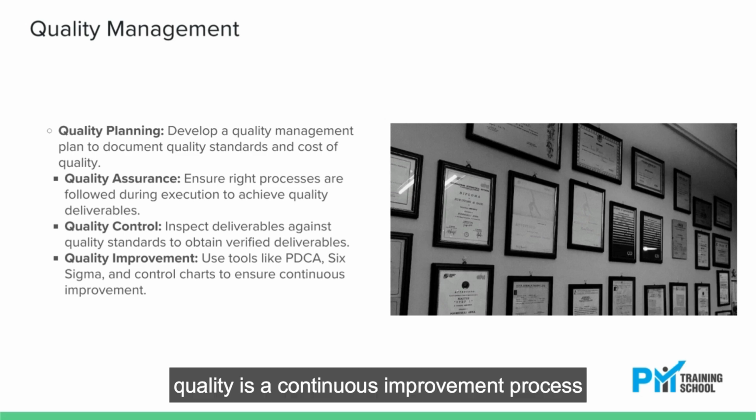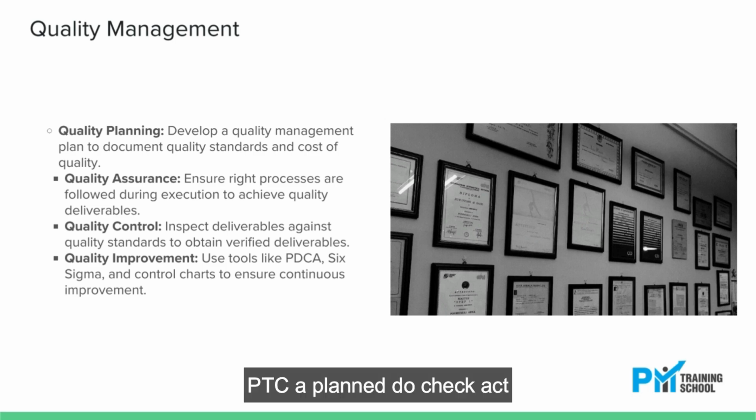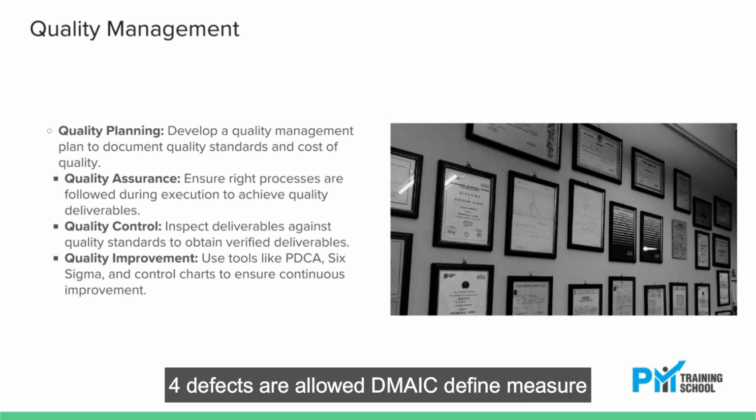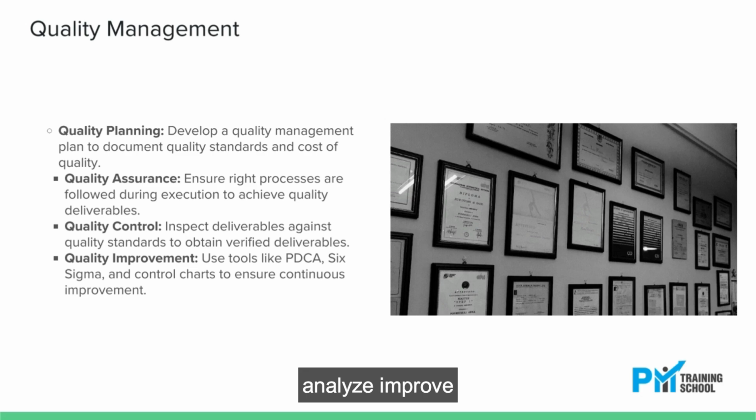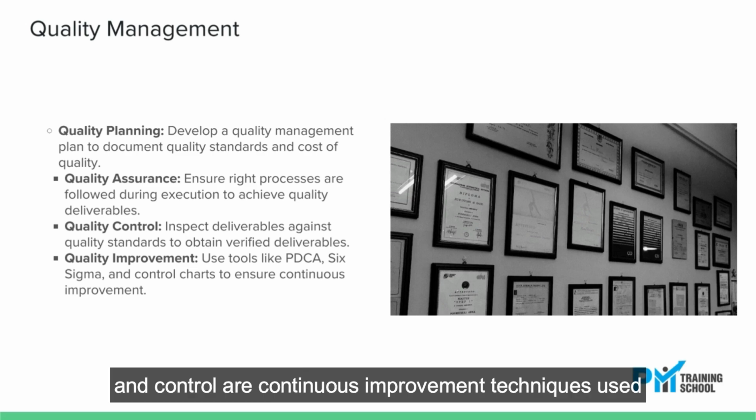Quality is a continuous improvement process. PDCA, plan do check act, aka Deming cycle, and Six Sigma: out of 1 million, only 3-4 defects are allowed. DMAIC, define, measure, analyze, improve, and control, are continuous improvement techniques used.